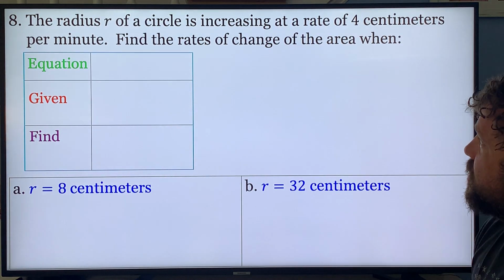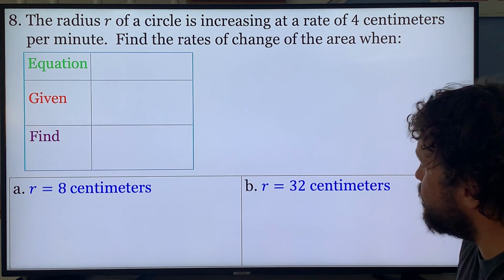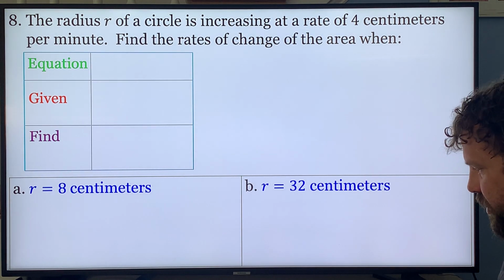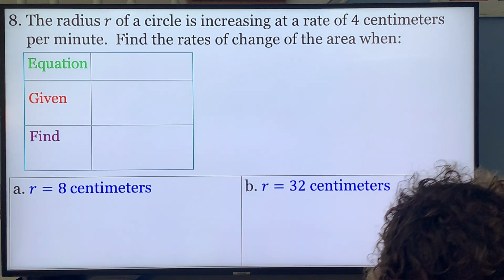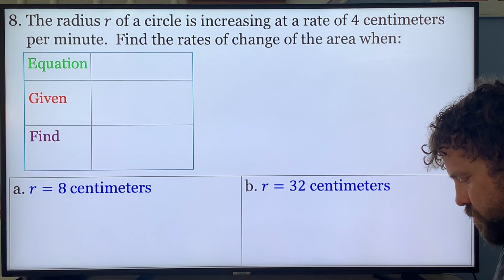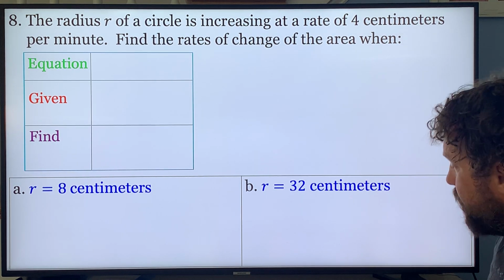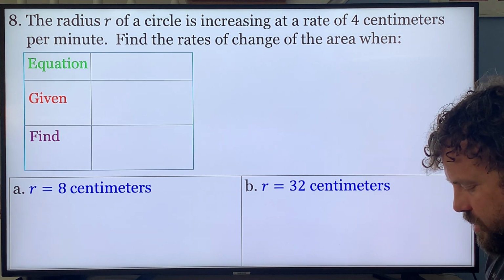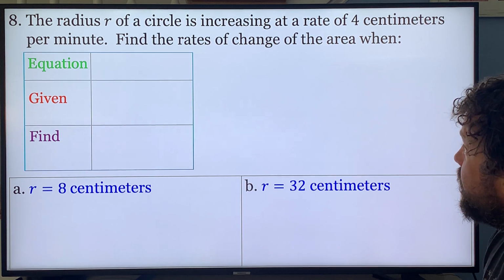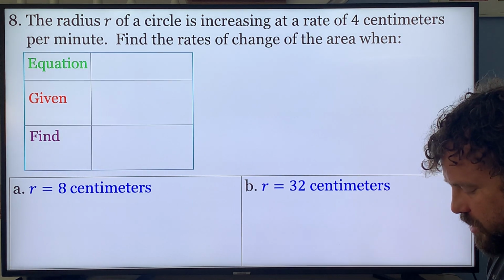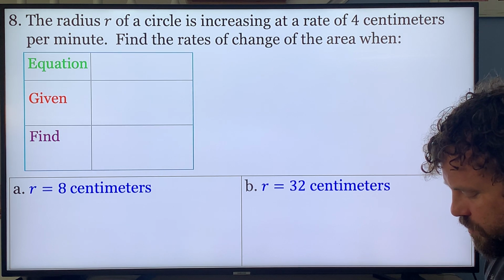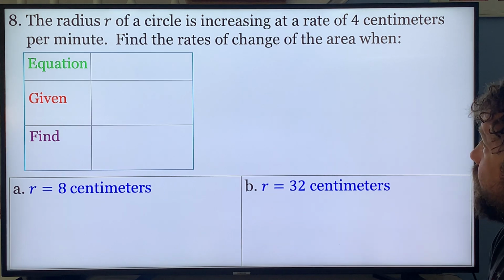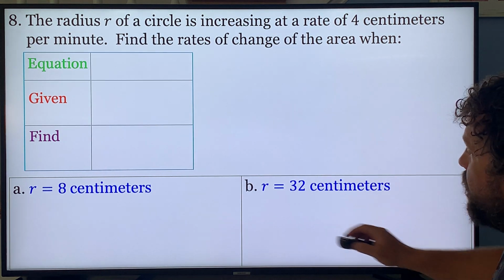All right, the radius r of a circle is increasing at the rate of 4 centimeters per minute. Find the rates of change of the area when the radius is 8, radius is 32. So this is pretty easy. So why don't you try to solve this one? Good? So you have a circle. The radius is increasing at the rate of 4 centimeters per minute. So what does that mean?